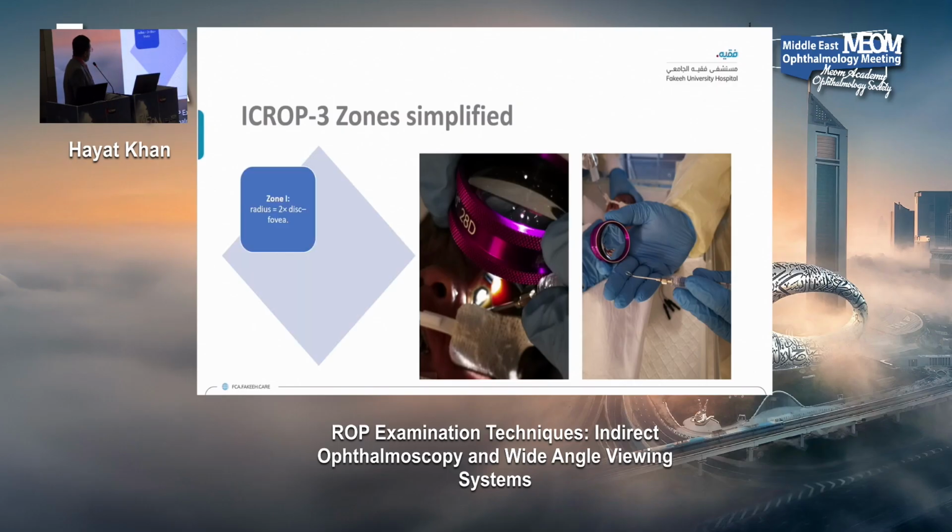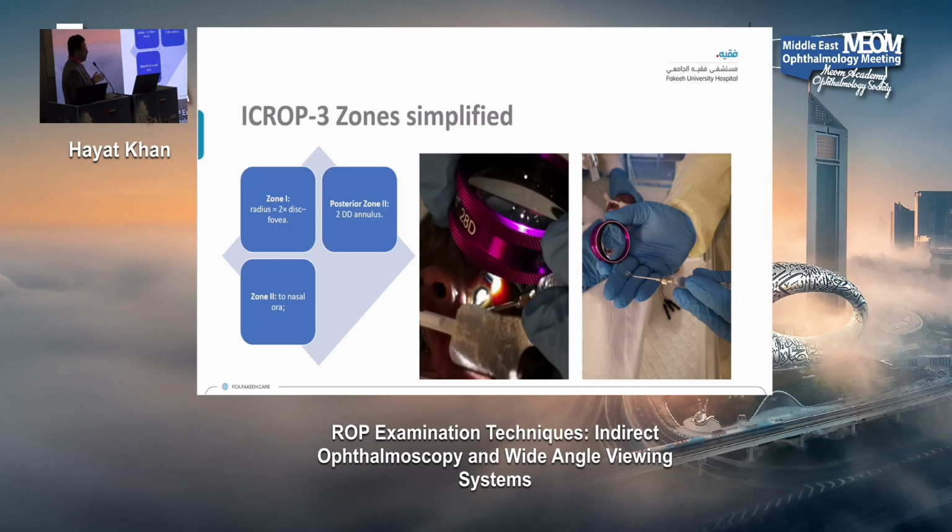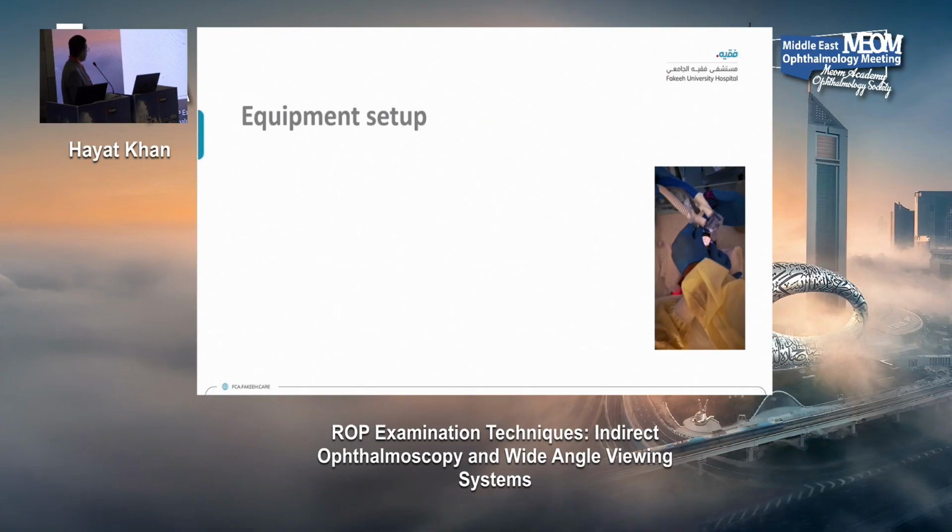So, of course, we discussed already zone 1 is right about from the disc to fovea twice, that the center of it is always, remember, the optic disc. And then, of course, the 2 disc diameter further annulus, which has become very important after the publication of this study, that we want to see. We would like to, of course, know zone 2 and zone 3. I'm not going much into detail, but of course, that's very important.